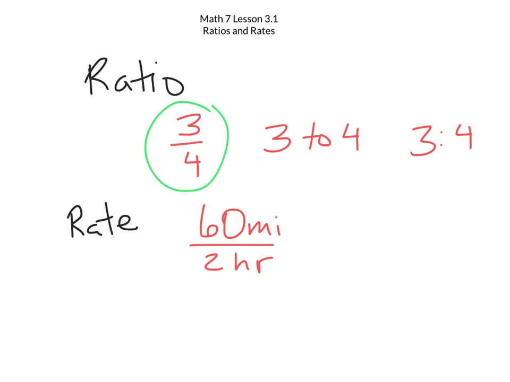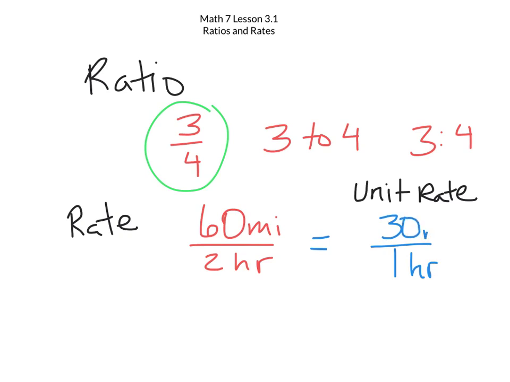What is a unit rate? A rate with a denominator of 1 is called a unit rate. So a unit rate is basically taking your regular rate, like we have here, and simplifying it to where you have 1 on the bottom. So if I were to divide 60 by 2, what do I get? 30 over 1. So all I did was take my regular rate and simplify it so that it's over 1.